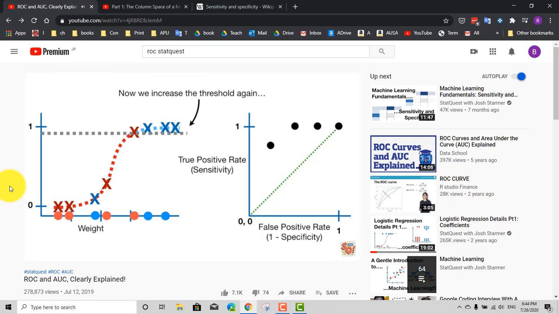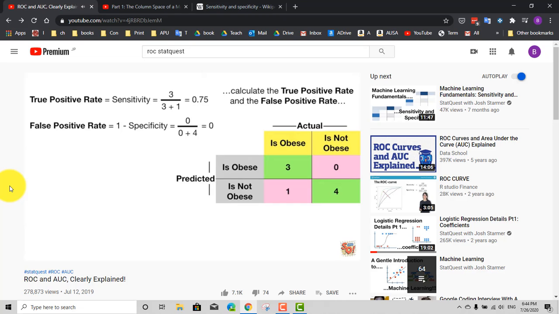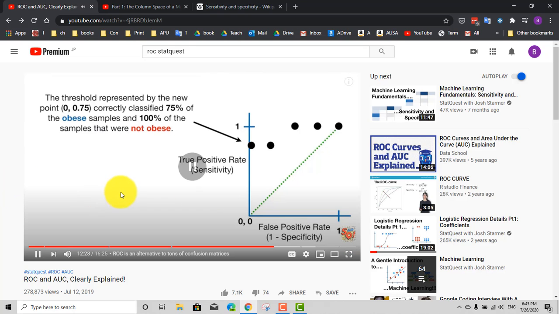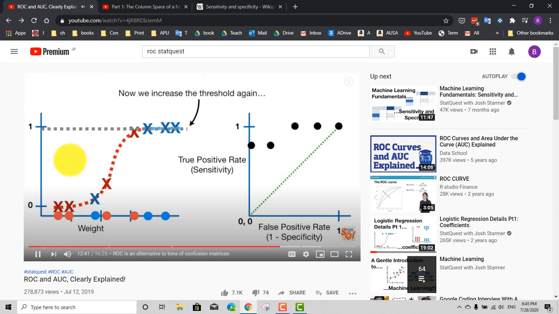Now we increase the threshold again, create a confusion matrix, calculate the true positive rate and the false positive rate, and plot the point. Now, we can compare this one and this one, and we said we can't compare this one and this one, but we can compare this one and this one, and this is better than this. The threshold represented by the new point correctly classifies 75% of the obese samples and 100% of the samples that were not obese. In other words, this threshold resulted in no false positives.